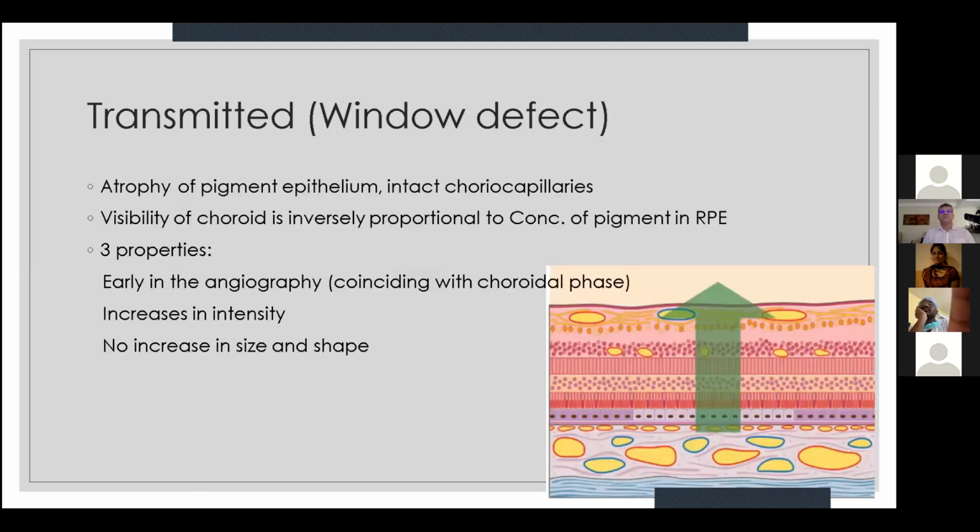So this is a schematic diagram showing a transmitted or a window defect. As we can see here, the RPE is atrophied in this particular area. So the choroidal fluorescence is easily transmitted. Hence it's called transmitted hyperfluorescence or window defect. And this visibility of the choroid is inversely proportional to the RPE, meaning if there is hyperpigmentation in the RPE, then we won't be able to see the choroidal vessels. And 3 basic properties of a transmitted or a window defect is that it occurs early in the angiography coinciding with the choroidal phase. And there will be increasing in intensity, no increase in size and shape.